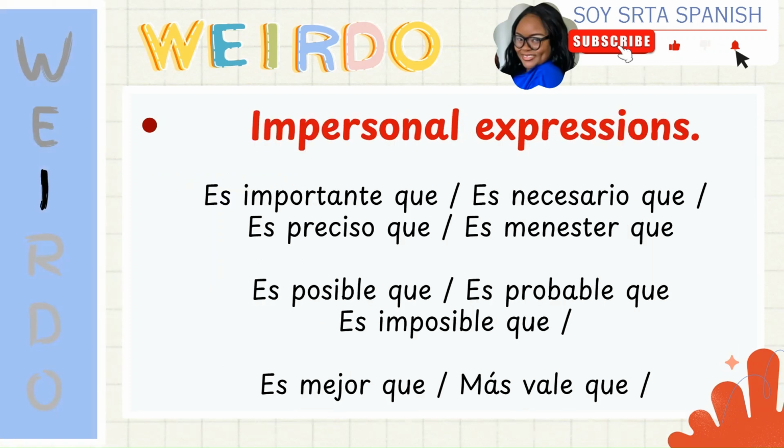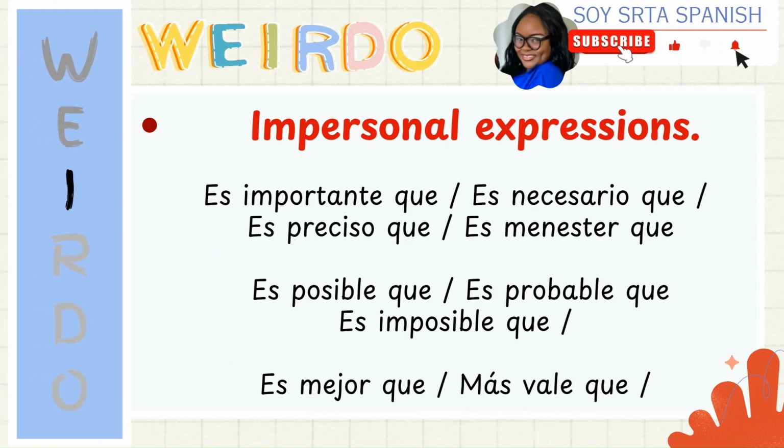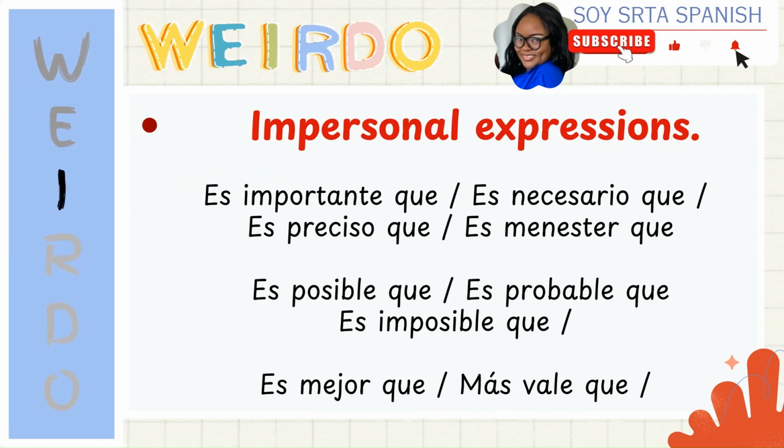The I in weirdo stands for impersonal expressions. And these are a number of impersonal expressions. Let's look at them. It is important that, es importante que, es necesario que, it's necessary that, es preciso que, and es menester que also both mean it's important that. So once we see any of these expressions, they'll be followed by the subjunctive conjugation.